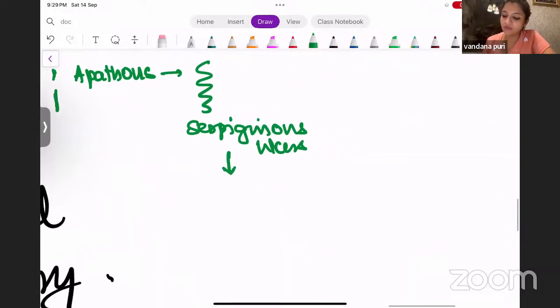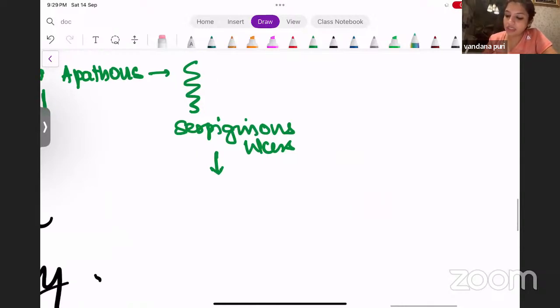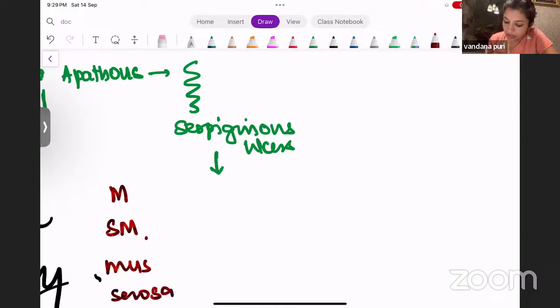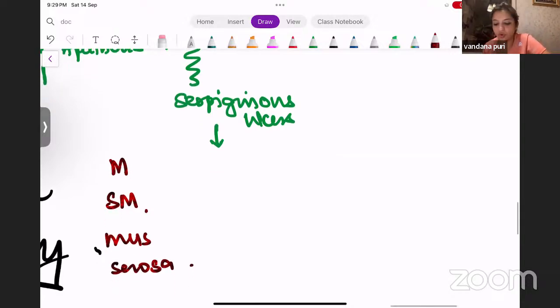So if I look at the layers of the intestine, you all know the 4 layers of the intestine. We have mucosa, submucosa, muscularis, and the serosa. Remember, in cases of Crohn's disease, all the layers of the intestine are involved. It is full thickness involvement. So there is an ulcer in the mucosa. You can see the ulcers in the mucosa.